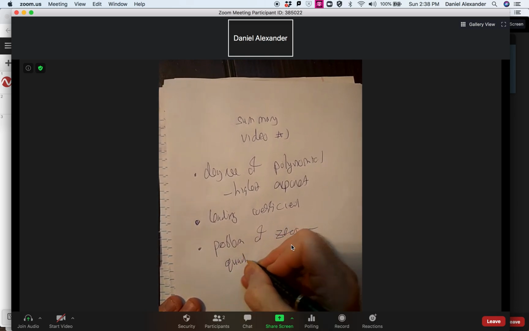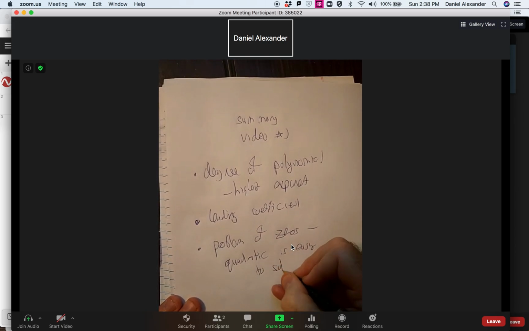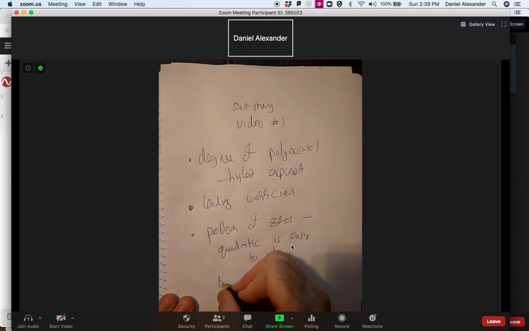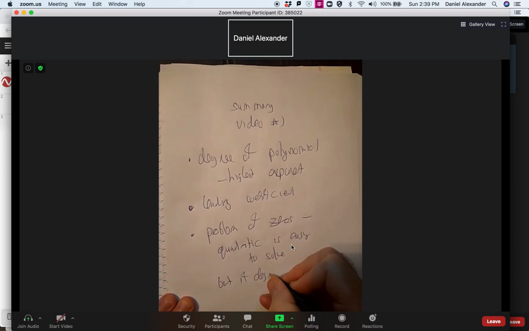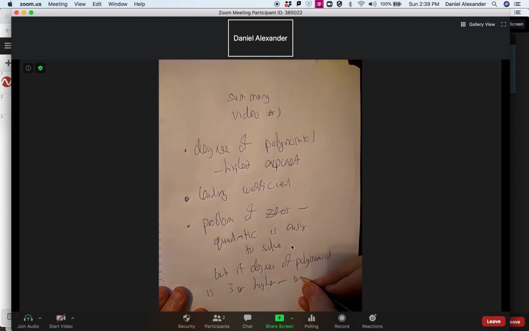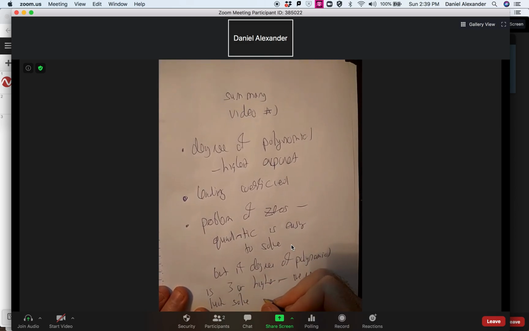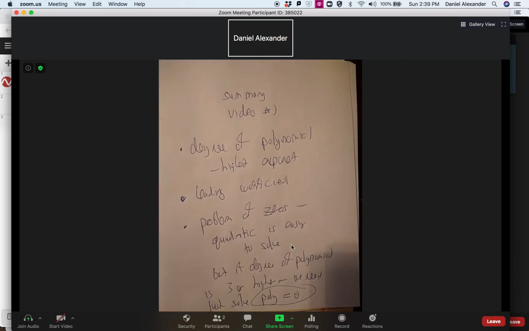Quadratic is easy. That's easy to solve. But if the degree of the polynomial is 3 or higher, generally we need to be lucky. We'd need luck to solve the polynomial equaling 0. Okay. So again, we'll do a couple more videos with some examples and some more material about this.